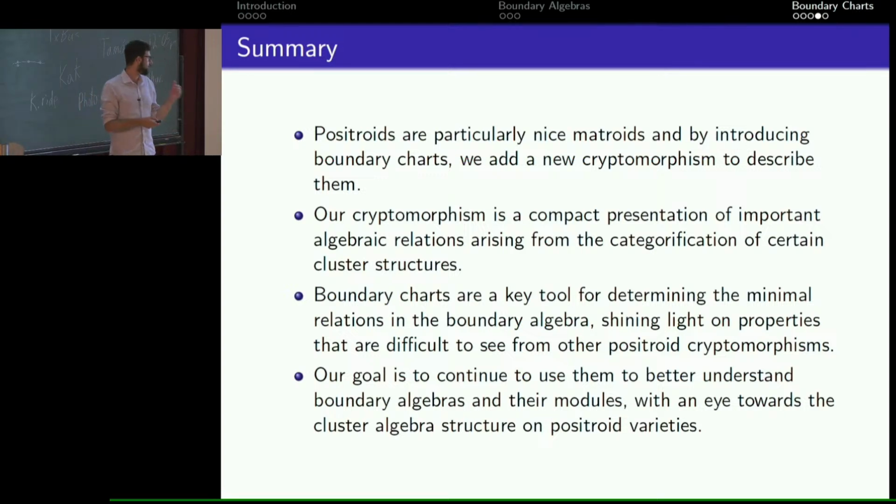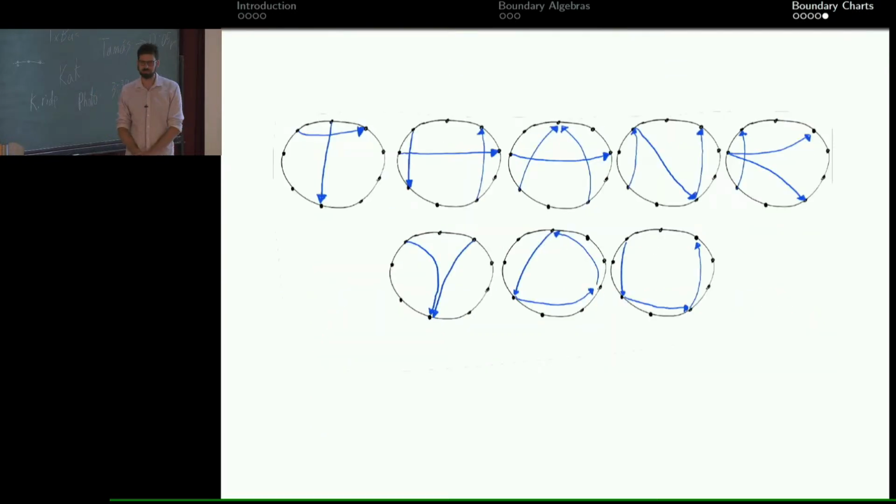And what we want to do is continue to use them to better understand boundary algebras and their modules, which are complicated, but hopefully having some combinatorial underpinning will allow us to make some progress there, with an eye towards the cluster algebra structure on Positroid varieties. And that's it. Thank you very much.